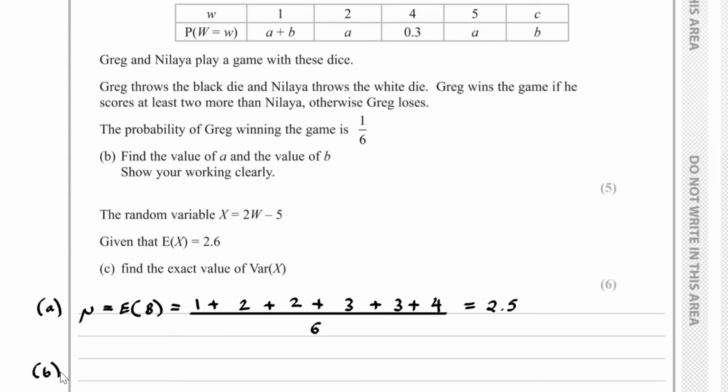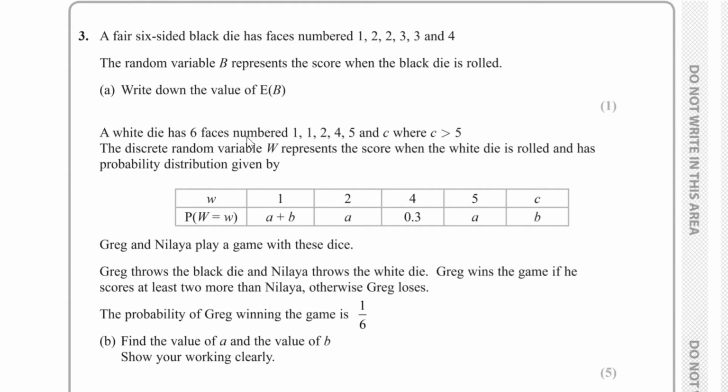For part B of the question, a white die has 6 faces numbered 1, 1, 2, 4, 5 and C, where C is greater than 5. The discrete random variable W represents the score when the white die is rolled and has the probability distribution given over here. Greg and Nyla play a game with these dice. Greg throws the black die and Nyla throws the white die. Greg wins the game if he scores at least 2 more than Nyla. Otherwise Greg loses. The probability of Greg winning the game is 1/6. We have to find the value of A and the value of B. Show your working clearly.